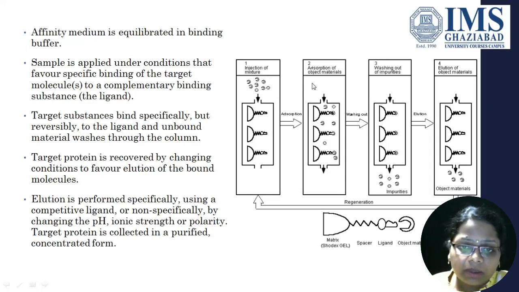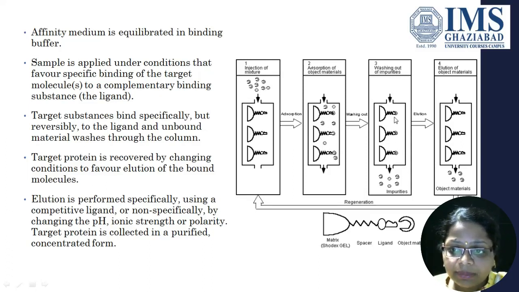This is a diagrammatic representation which shows how the steps are done. In the very first stage, this is the matrix with immobilized ligand, and the sample is injected in the column. Specific adsorption of my target takes place with the ligand, and as you can see, the unbound components of the sample are still in the column.